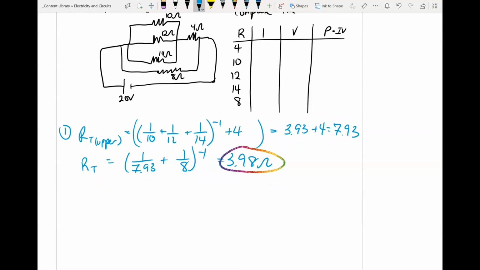The other thing we can find now is the current total, because that is potential difference over our resistance total. So our potential difference is 20 volts coming from here, and the resistance total, we just found that it's 3.98 ohms. So our current total then is 5.03 amps.